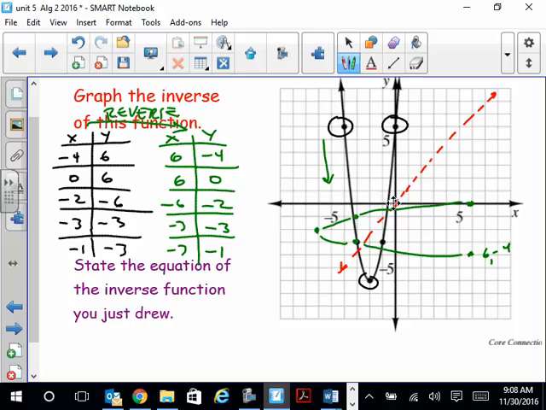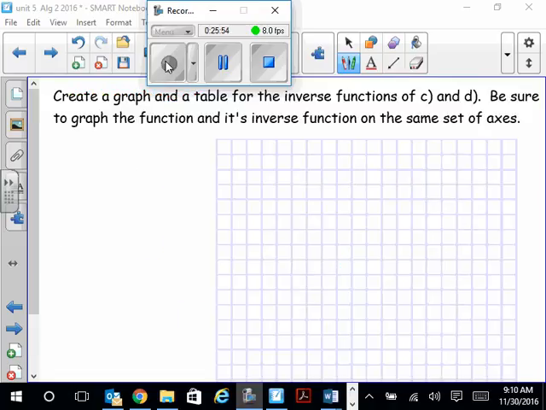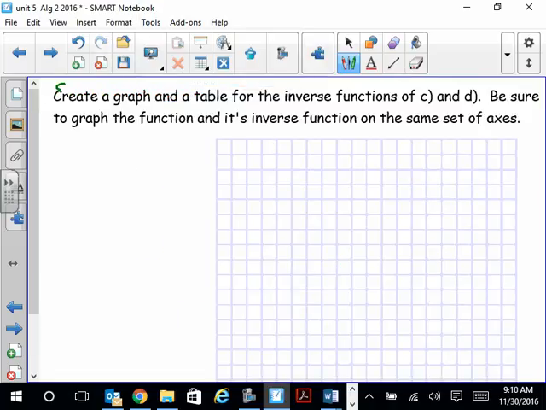All right, what are the steps in that? Step 1 is going to be switch. So it's like we did before, we switched the tables, but this time we're just going to switch x and y. Switch x and y. And then step 2, solve for y.